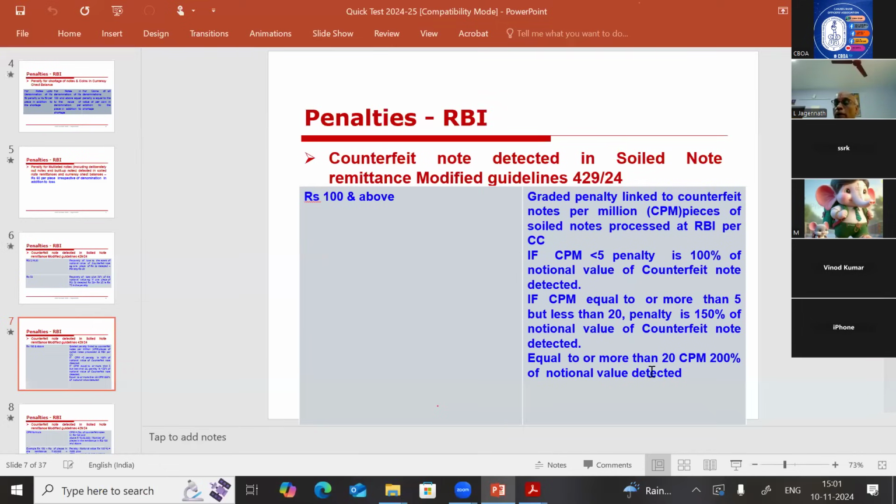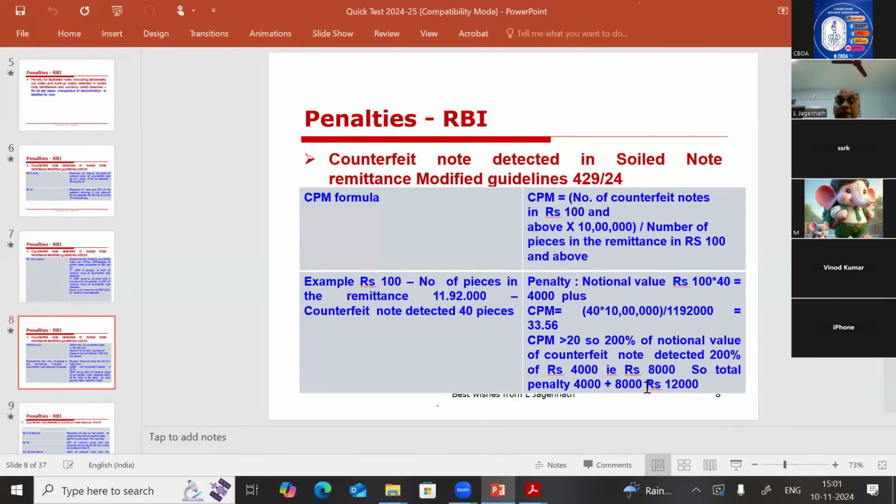Then if CPM is equal to or more than 20, 200% of the notional value is deducted. I will make it clear to you by means of an example.